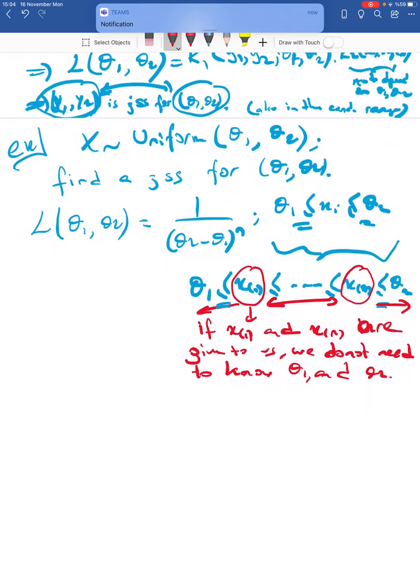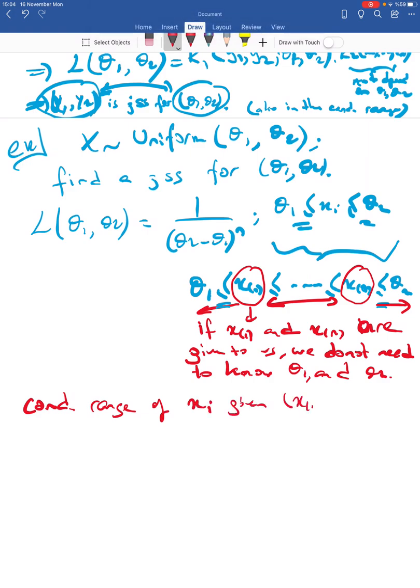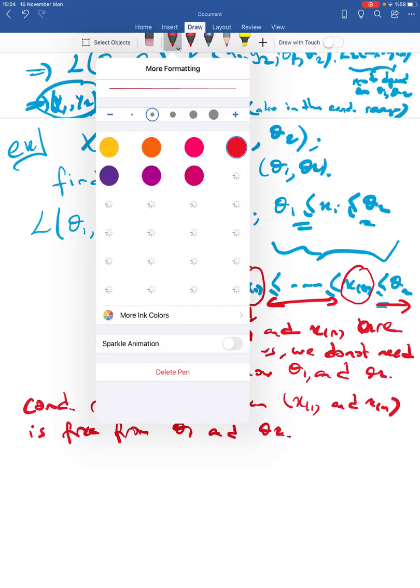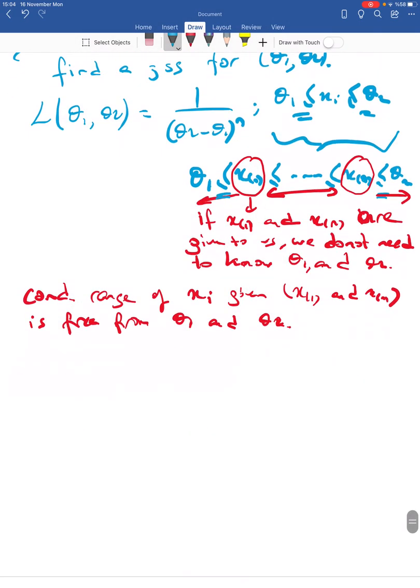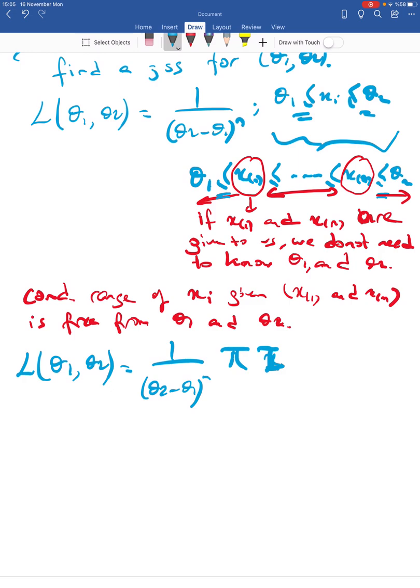So basically, the conditional range of xi given x1 and xn is free from θ1 and θ2. Okay, so we know which statistics are the sufficient statistics. We have to put this information into the likelihood function using indicator functions. So we have 1 over θ2 minus θ1 to the n, and again we multiply the indicator function for each xi value: each xi value should be between θ1 and θ2, for i from 1 to n.